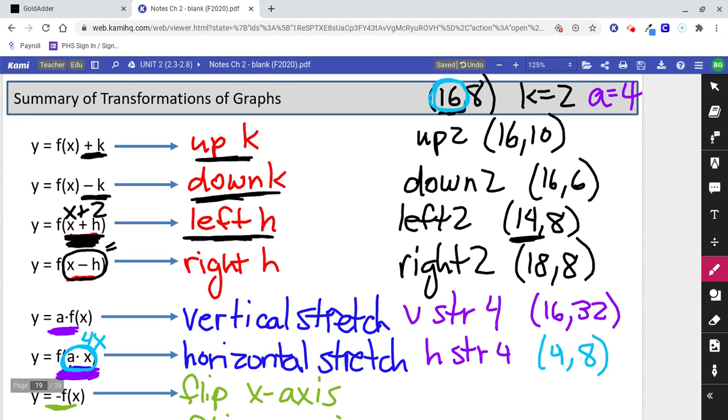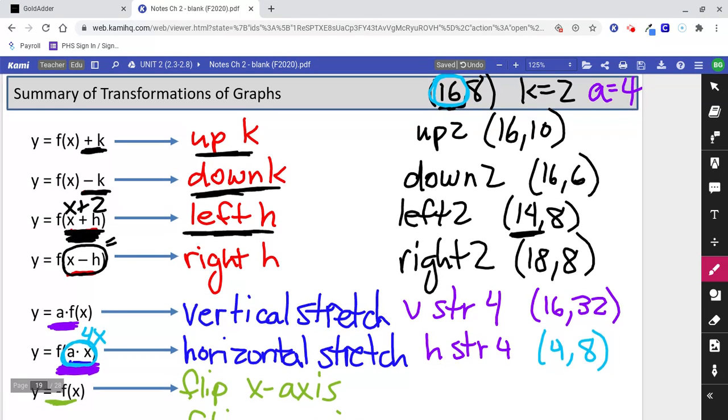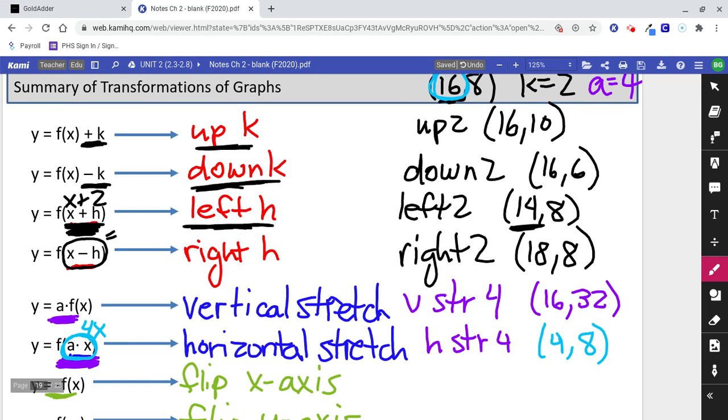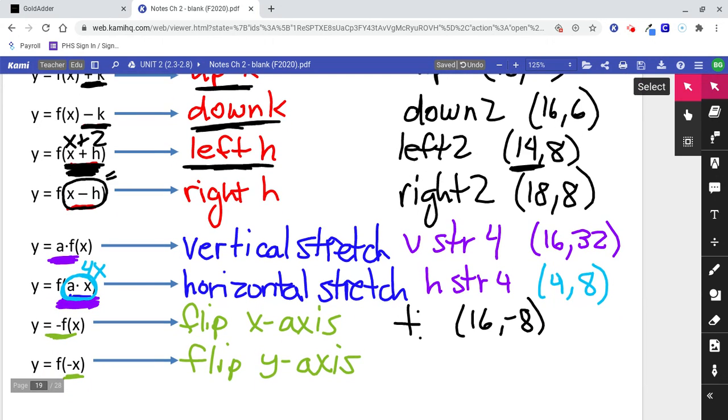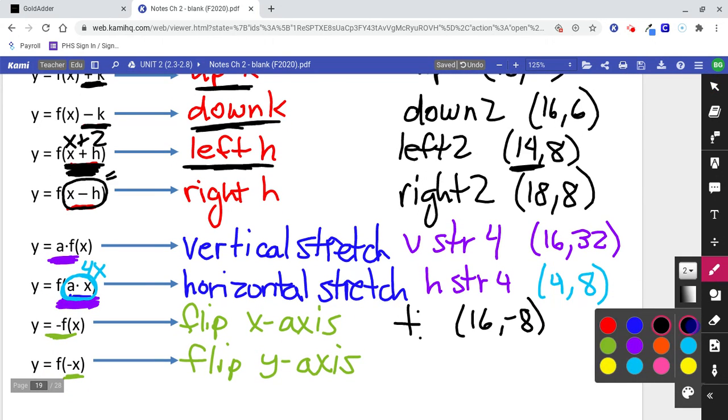Then lastly, if we flip that point across the x-axis, think about this. Think about flipping it across the x-axis. Here's your point, and you flip it over here. The y value has changed. If you're flipping across the x-axis, the y value changed. So 16, 8 becomes 16, -8. And if you flip it across the x-axis, this point comes over here.